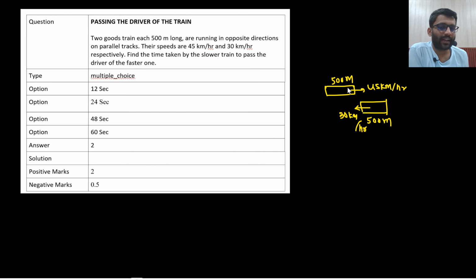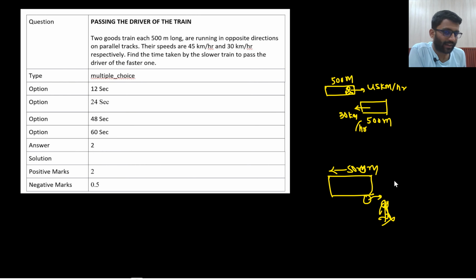So tell me, where will the driver be sitting? Driver will be sitting here. Now this slower train has to pass this driver. What do you mean by passing? Let's just say this is the length of this train, 500 meter, and I am saying that the train is passing this pole. This is some pole. So what do you mean by passing? That this front tire should completely pass. Like the train is coming, this is the pole, the train is coming and it should completely pass.